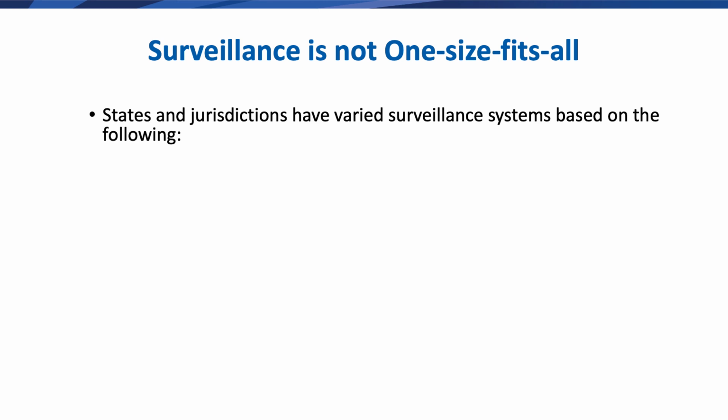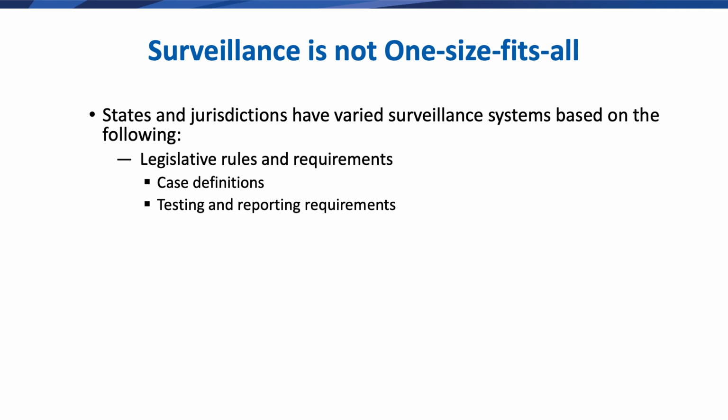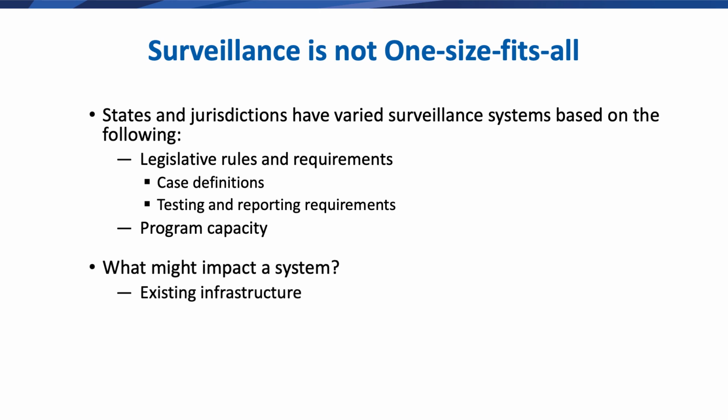Different states and jurisdictions have different needs depending on state legislative rules and requirements, higher blood lead level case definitions, testing and reporting requirements, and program capacity. When looking to develop or adopt a system, one should look at many factors, including existing state infrastructure, IT support, and funding. Ensure, when developing a system, that you understand the capacity of the program and the amount of effort it will require to align goals and expectations accordingly.